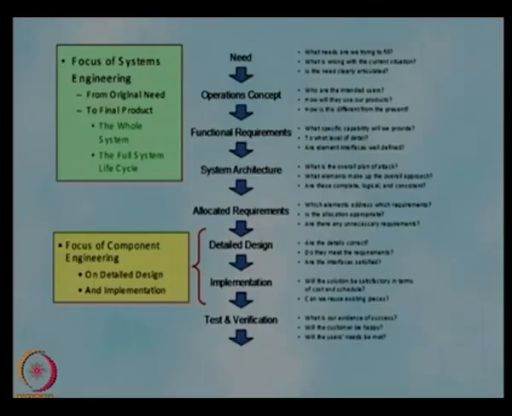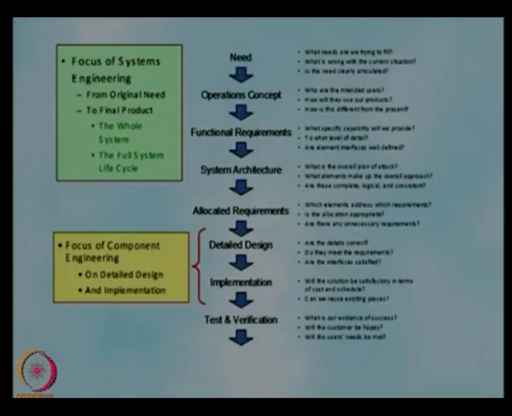As explained in the previous lectures, we start the system design process with the identification of needs. The focus here is mainly on finding out the original needs, and then based on these needs we go to the operational concept, functional requirements, system architecture, and then allocated requirements for these systems. Once we identify these requirements for the various subsystems, we go for the detailed design and then implementation, and finally we go for test and verification. So, this is the flow of steps involved in the design.